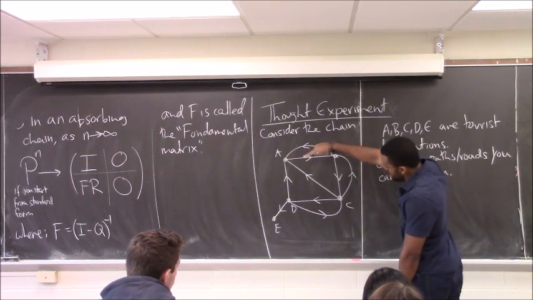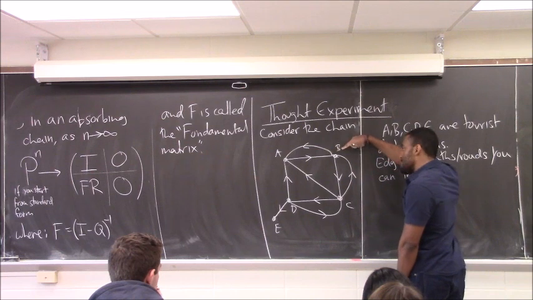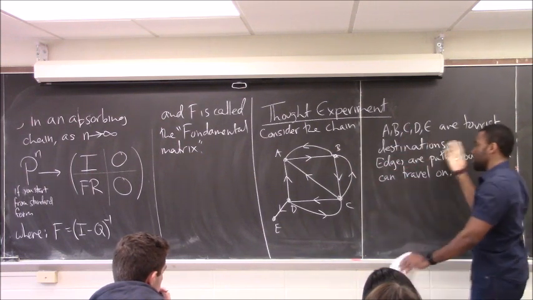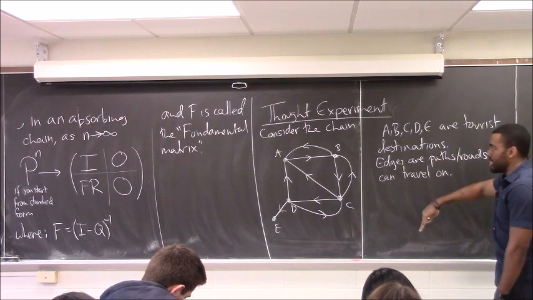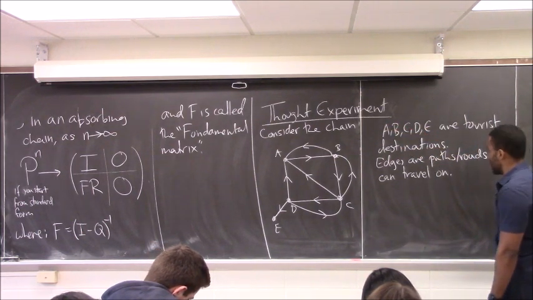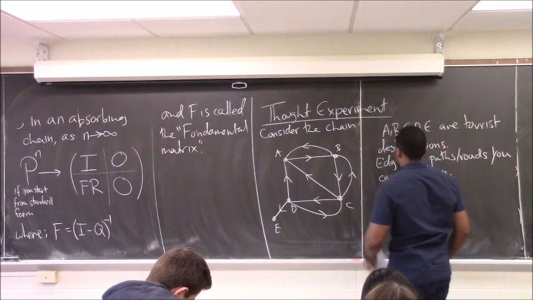If you're in city A and you want to get to city C, you have to go to B, then C, etc. Right? So this might be something like plane routes. We only have flights going from A to B and B to C. There's no flights directly from A to C, things like that. So these are the paths that you can travel.